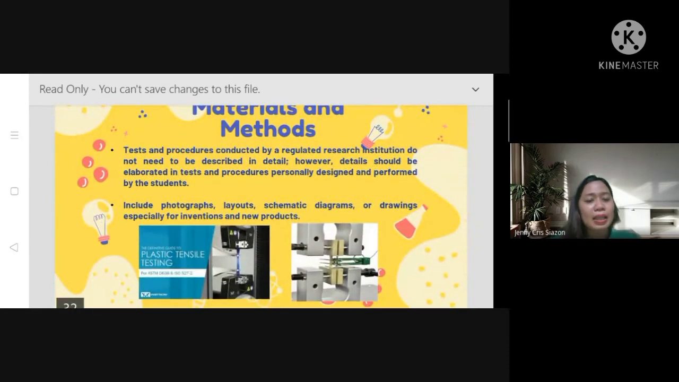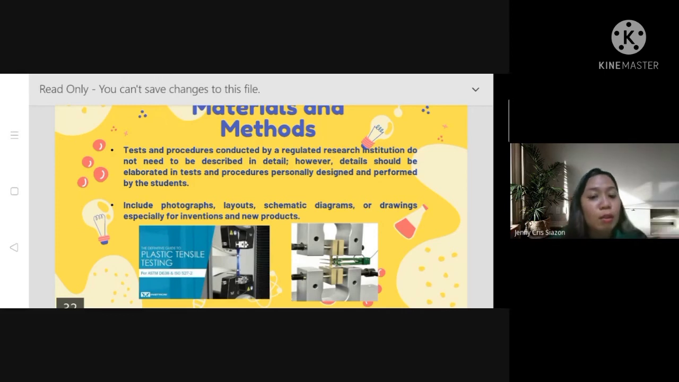Okay. So maganda if you're going to use a test or procedure regulated by a research institution like DOST, hindi mo na daw kailangan i-describe pa ng detalyado yung test na yon. But you need to elaborate the tests that are personally designed and performed by the students. Kung meron silang sariling test nila na sa kanila nang galing, no, personally designed, kailangan ma-elaborate yun ng husto. Pero kapag galing sa research facility, yung test, you don't need to elaborate it anymore.